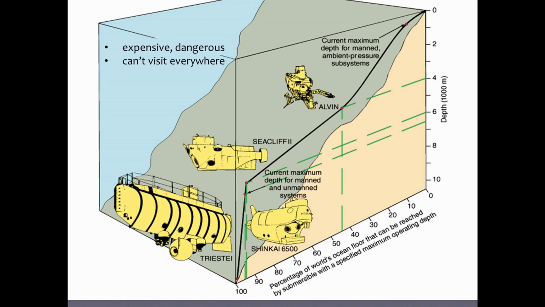We can look at some examples here, and this gives you the maximum depth that most manned and unmanned systems can operate at. There are some exceptions, for example, the Trieste or the Deep Sea Challenger. Those have been able to go deeper. But we find that a small percentage of the ocean's floor, especially when we get into deeper water, cannot be explored by the use of submersibles, either manned or remotely controlled.